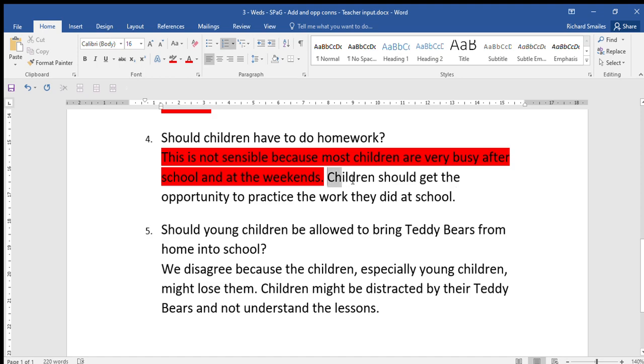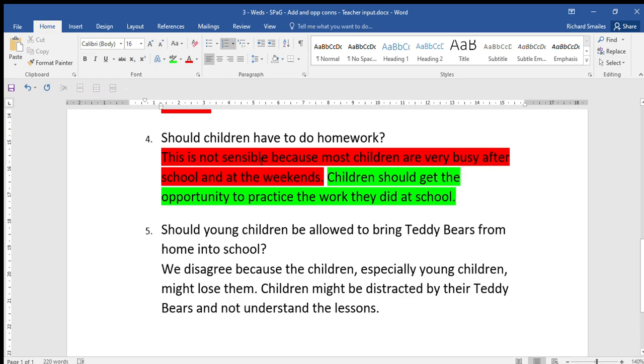Second sentence, children should get the opportunity to practice the work they did at school. Right, so this is saying that children should do work at home. So this is saying yes. Should children have to do homework? Yes, so that they get the opportunity to practice the work they did at school. Okay, so this is agreeing. So let's highlight that in green because it's agreeing with the question.